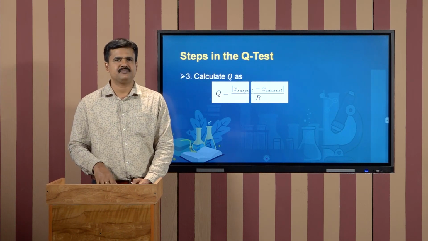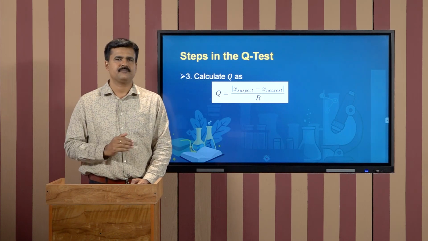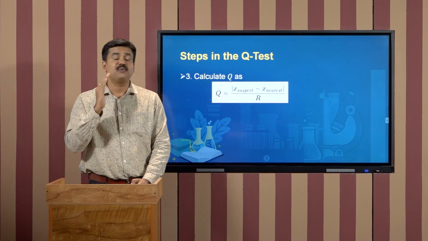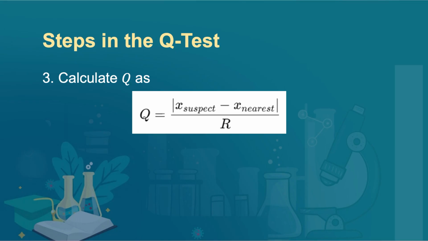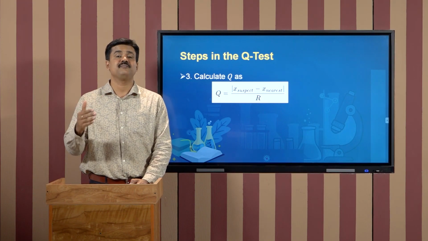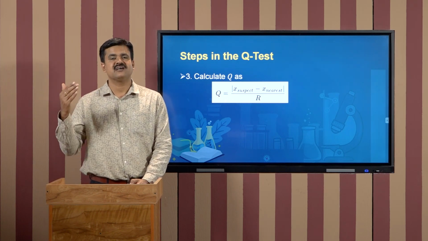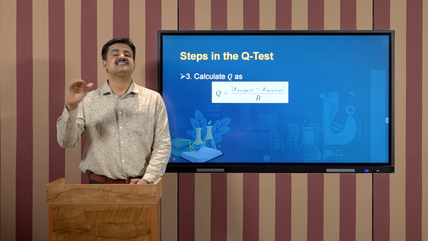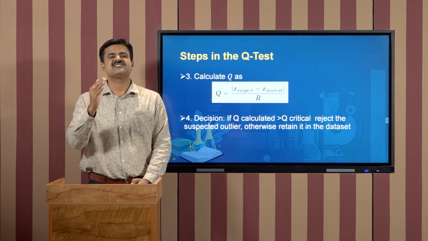Moving on to the next step, we have to calculate Q. Once the data is arranged in the ascending order and you have picked an outlier, that is X suspect, you can proceed to calculate the value of Q. By using this expression, Q is equal to modulus of X suspect minus X nearest divided by capital R, that is range. You know the range can be calculated by the expression X maximum minus X minimum. X maximum is the highest value, X minimum is the lowest value in the data set which is arranged in the ascending order.